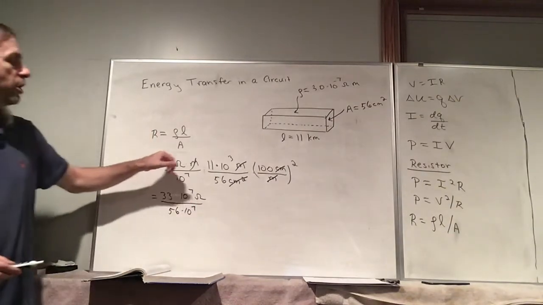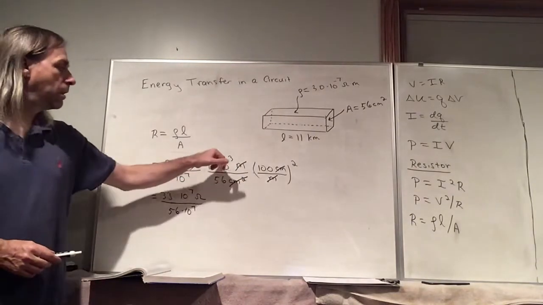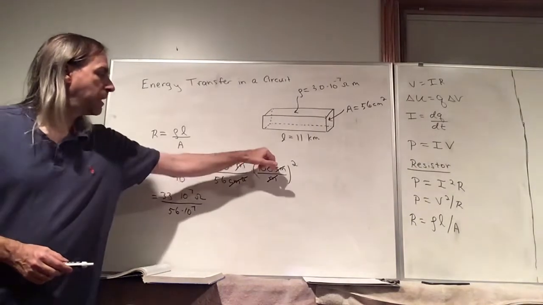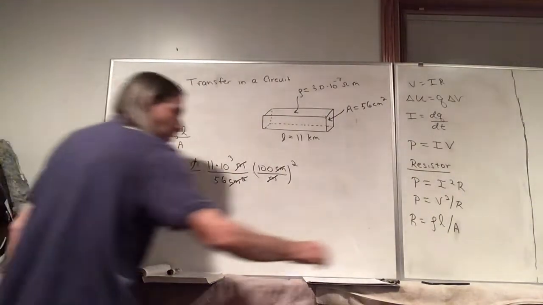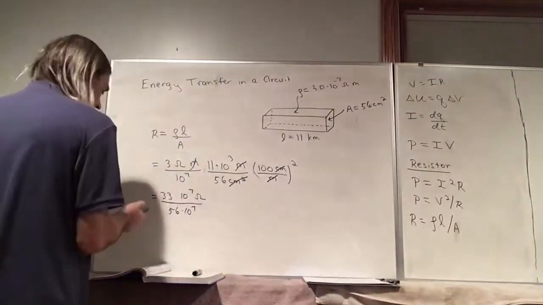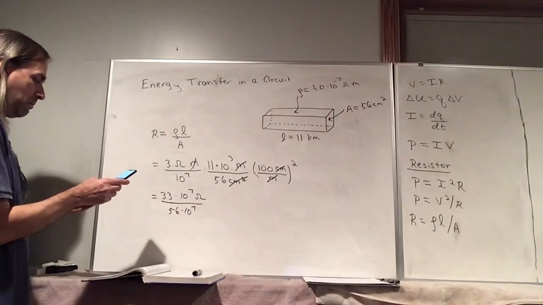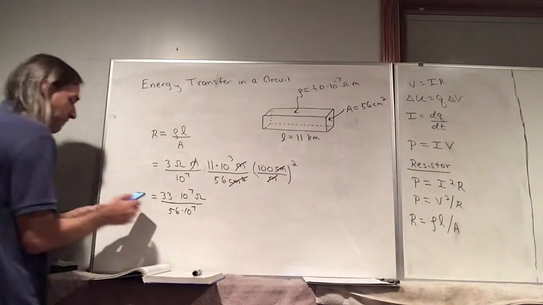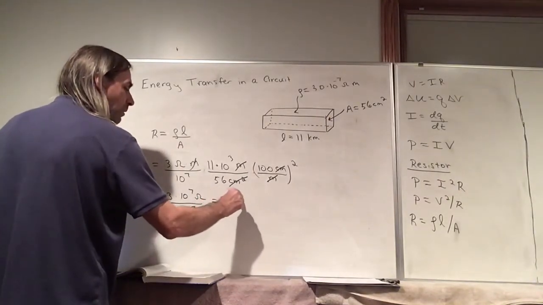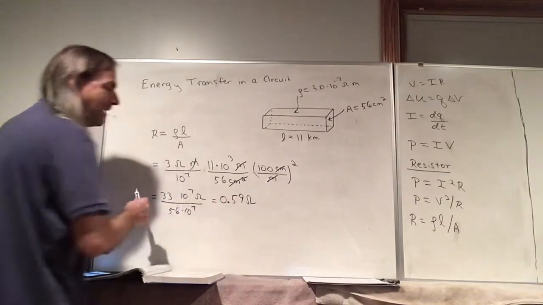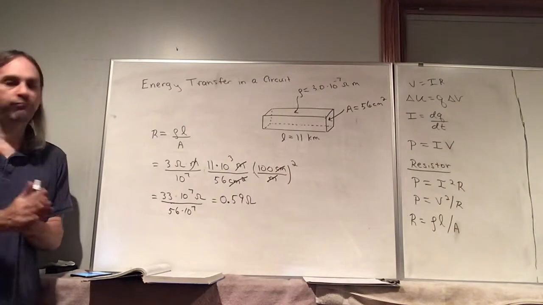So let's just double check. 33 over 56. Yeah, and then we have 10 to the 7 on top, 10 to the 7 on bottom. So it's going to be like 0.7 or so. Let's just see. Oh, 0.59. Bit off. So that is the resistance of that rail. Not that large.